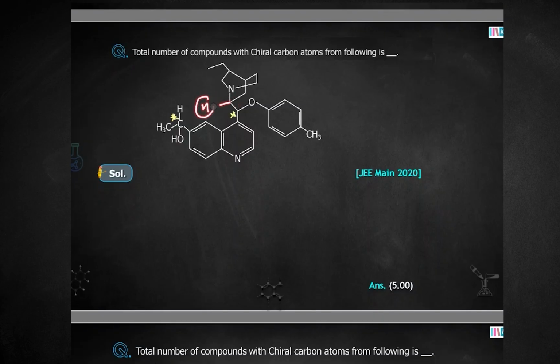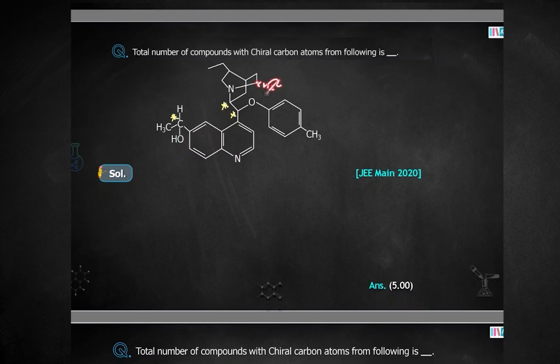So here there is one hydrogen, on one side there is nitrogen, on one side there is CH2, and on one side there is CHO. Got it? So there are again 4 different groups. So this carbon is also a chiral atom. Okay, now look at here.